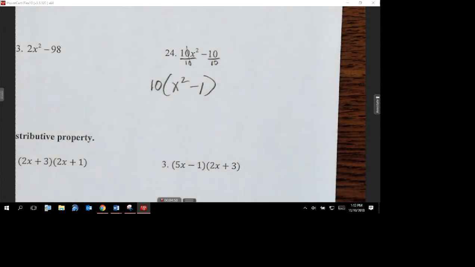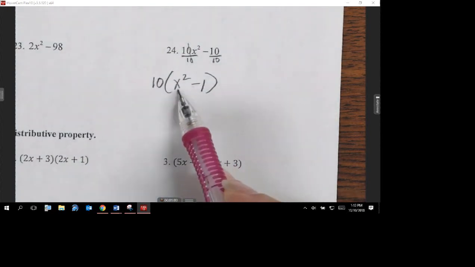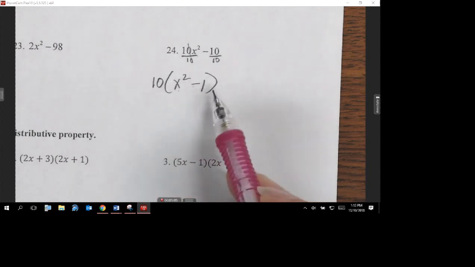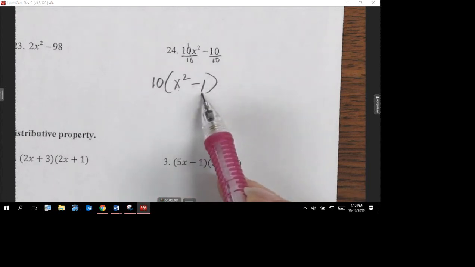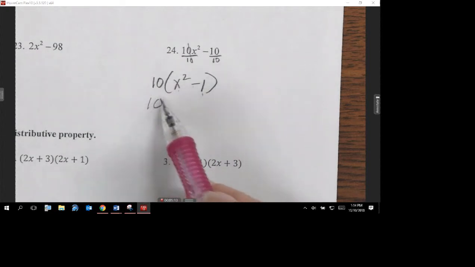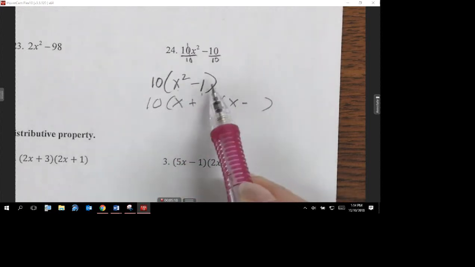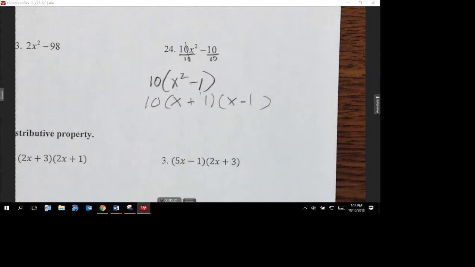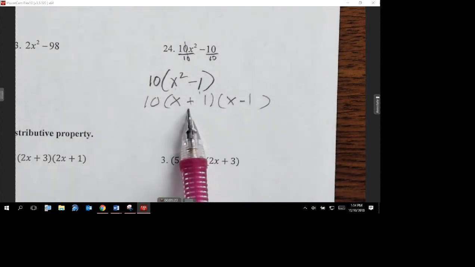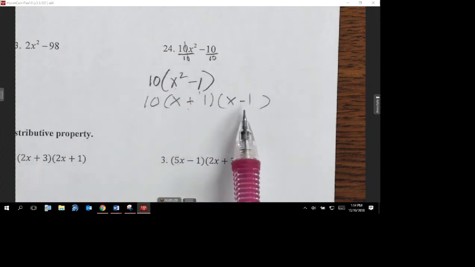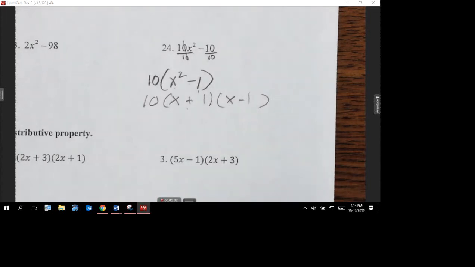Then we go back and we say x squared minus 1. Is that a difference of squares? Yes. Is it subtraction? Yes. Is x squared a perfect square? Yes. And then 1 times 1 is 1, so 1 is also a perfect square. So this one goes further. We break down our 10. We have an x and an x. We have a plus and a minus, and we have a 1 and a 1. Now, can x plus 1 go further? No, because addition. Can x minus 1 go further? No, because it's not squared. Done.